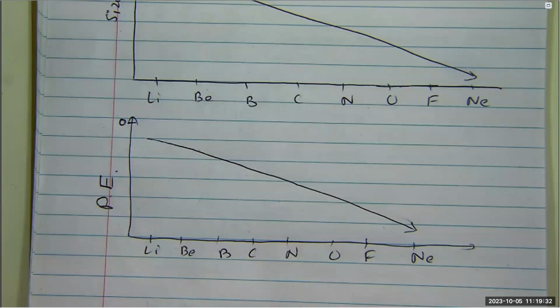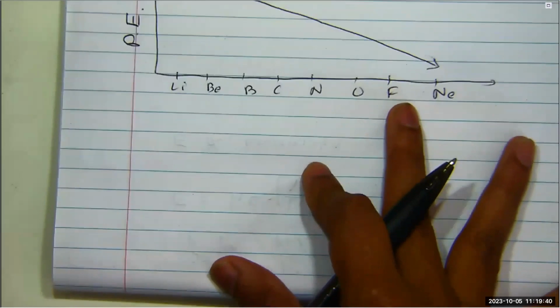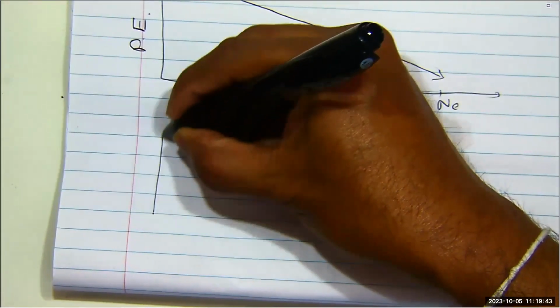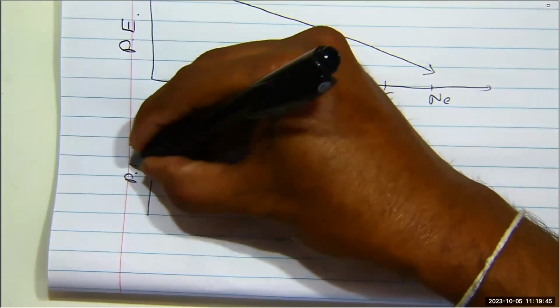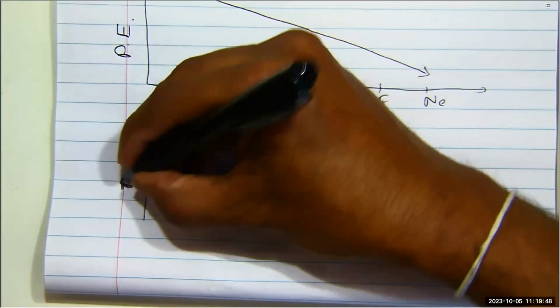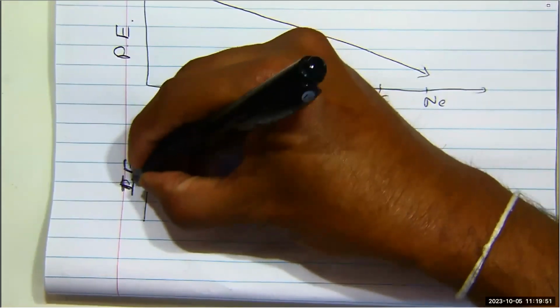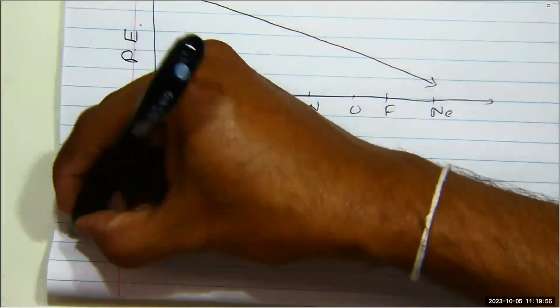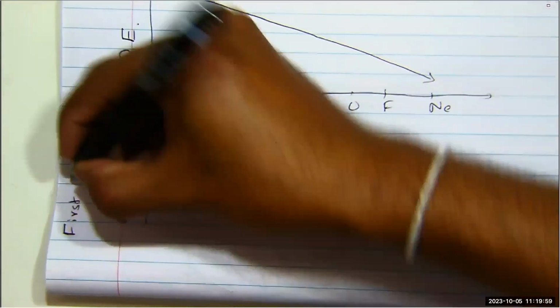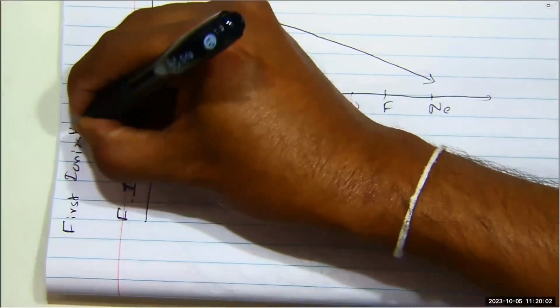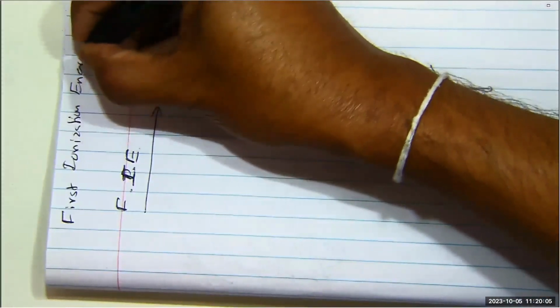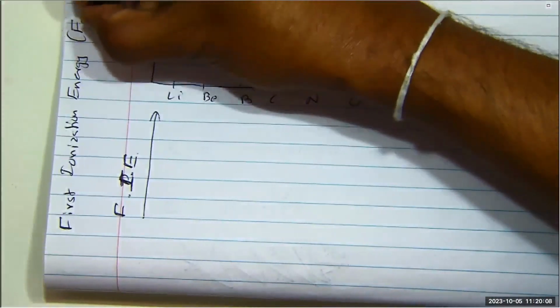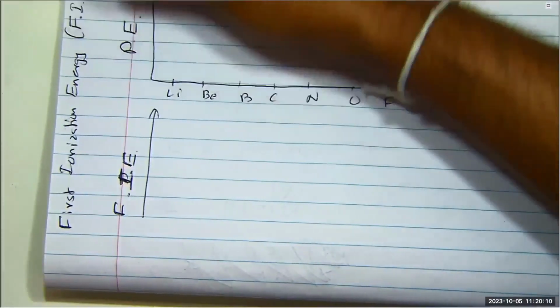Yeah. So what we want to do is predict how the ionization energy changes across a period. Okay, we'll deal with the same periods. We are in the second period now. Let's call this IE for ionization energy. I'm going to add F here for the first ionization energy. All right. So if I define it, first ionization energy, okay, FIE.